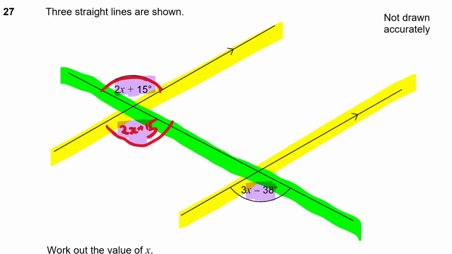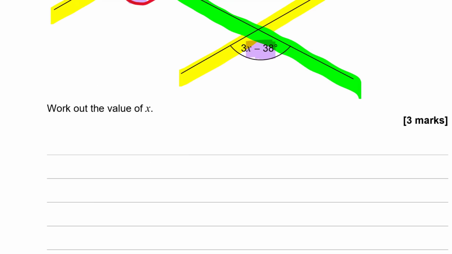So in other words, 2x plus 15, the angle up there, must be the same angle as 3x minus 38. Now they might look different because they're written algebraically using different expressions. But if they're the same angle, then these two algebraic expressions must actually be equal. So if we equate them like that, we form an equation in x that we can then go on to solve.